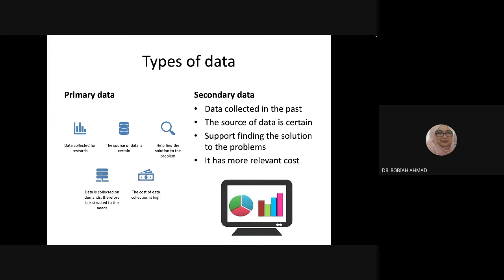And the source of data is certain, and it supports finding the solution to the problems also, and it has more relevant cost because it's already established. Sometimes some researchers or institutions add fees to whatever data that you would like to access. But sometimes it is free access of data.